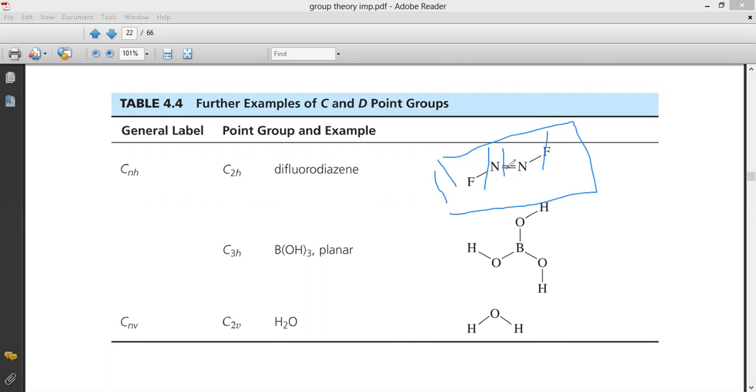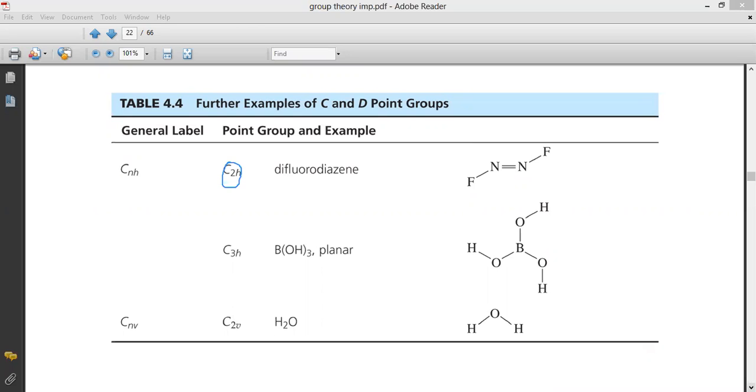The axis is going into the board from where my eyes are, going straight into the board. When the axis passes through the center of this bond, the plane that forms here will be the sigma h. That is why this plane is sigma h. This C2 is present, sigma h is present, that is why we call this the C2h point group. Similarly, in this case, C3 axis is present and the sigma h is present, that is why we call this the C3h point group. Okay, if you have confusion, you can call me and I will explain you fully.